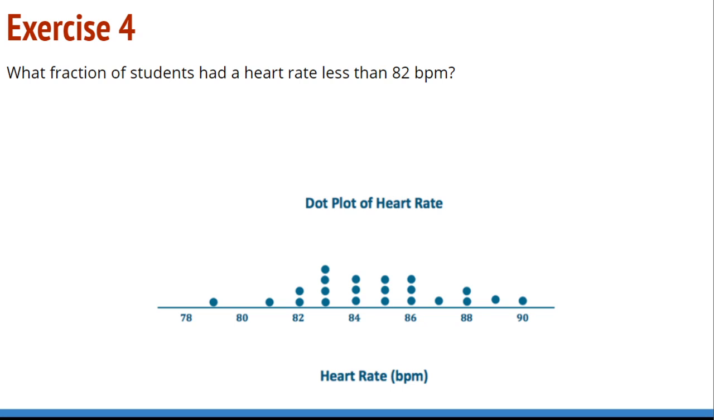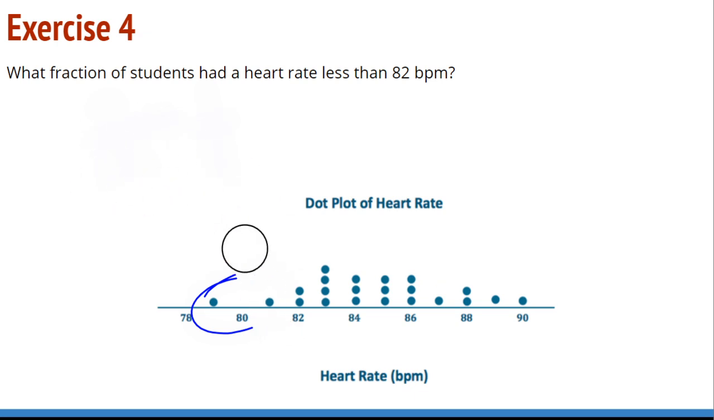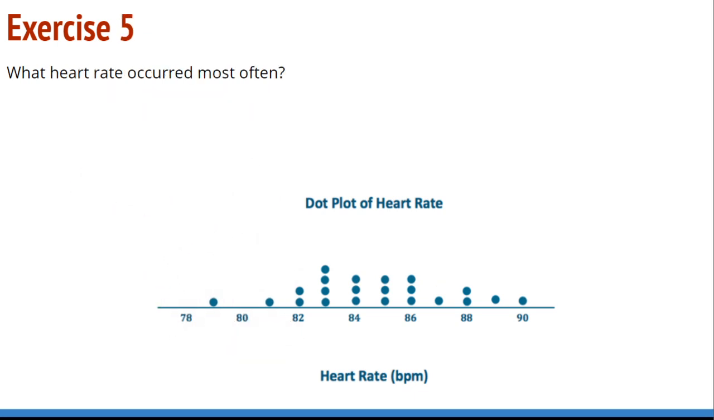What fraction of students had a heart rate less than 82? Remembering that there were 22 students, that's 2 out of 22, or 1 out of 11. What heart rate occurred the most often? Well, we already discussed that. 83 BPM occurred more often than any other heart rate.